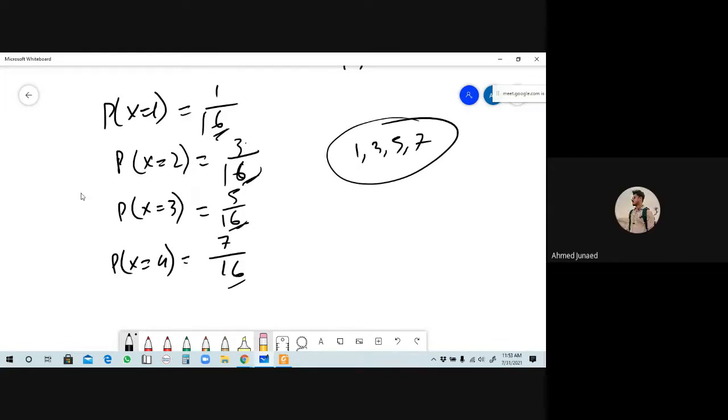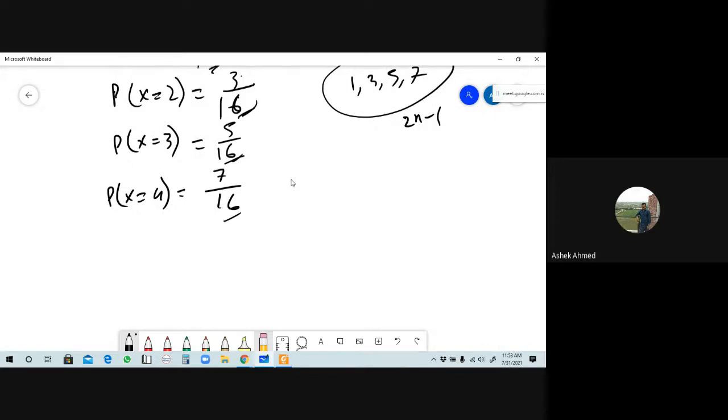These are what numbers, sir? Now tell me, the nth odd number is what? Can you say the nth odd number? 2n minus 1. Understand? Since we have to find out the PMF of x, after defining this, we can say that the PMF of x is the probability of x equals to small x.